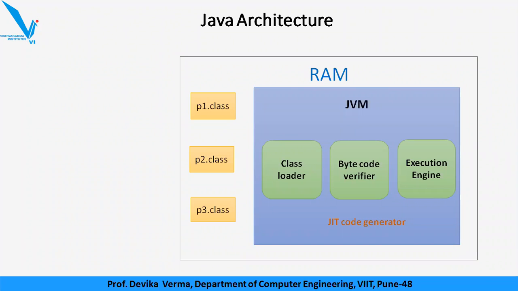What I want to highlight here is that this P1.class, P2.class, P3.class, whichever operating system it is created on, the bytecode generated remains the same. Be it on Windows, Linux, or Mac, P1.class, P2.class, P3.class remain the same. What will remain different? This bytecode is then taken to a running environment.